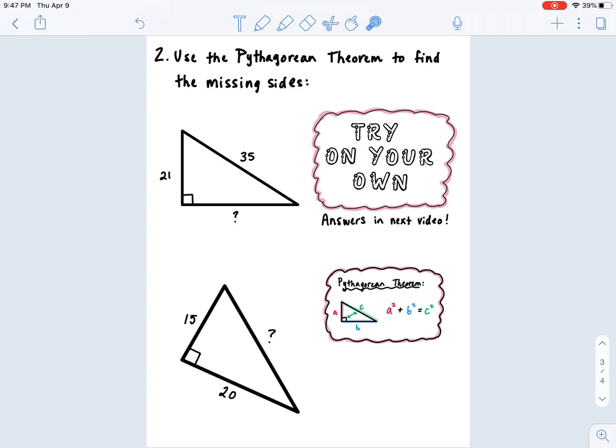Here are the two problems I would like you to try on your own. Pause the video if you need to write them down. I would like you to take a minute and try these on your own. I've written the Pythagorean theorem here for you if you need it, and I've drawn this little arrow so that we remember that C is the side across from the right angle. Take a minute, try these on your own, and then if you want to check your answers, you can look at the part 2 video.